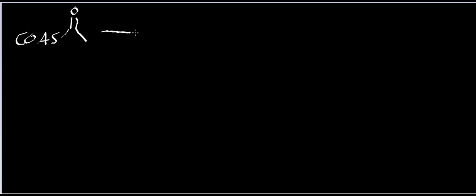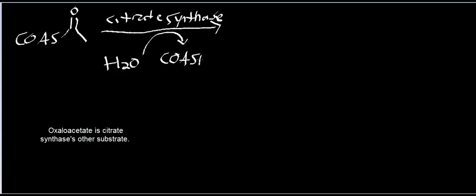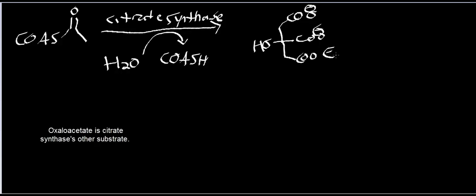Now, the very first enzyme in this pathway is citrate synthase. And this is important: citrate synthase is the first allosteric enzyme of the TCA cycle. So citrate synthase is allosteric. What's going to happen with citrate synthase is water is going to come in and remove the CoA, and ultimately what you're going to generate is citrate. Citrate is a 6-carbon molecule, and it looks like this. So there's citrate.